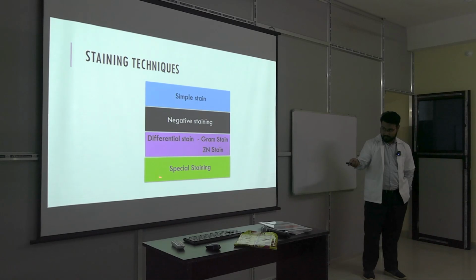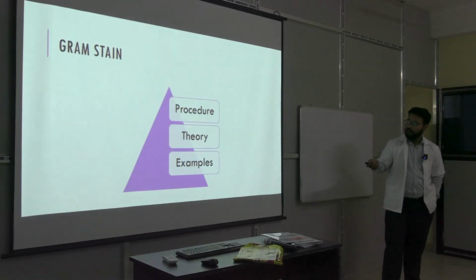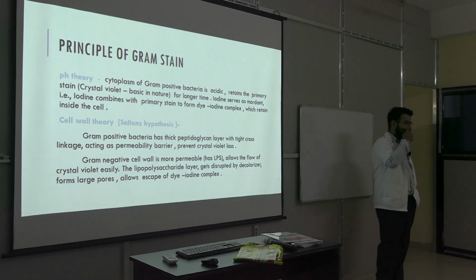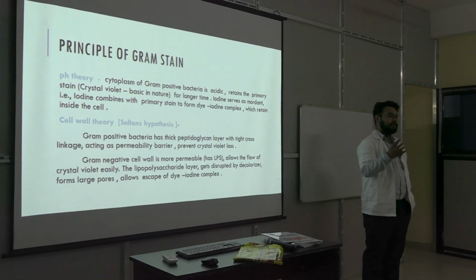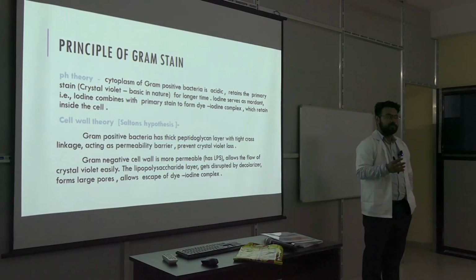In case of differential staining, we'll learn about gram staining today. What was the special stain we learnt about? Again, Albert stain. Right. So today we'll learn about gram staining and its steps. But first of all, we'll need to know about the theory. What are the principles behind gram staining? What is the cell wall difference between a gram positive bacteria and a gram negative bacteria?